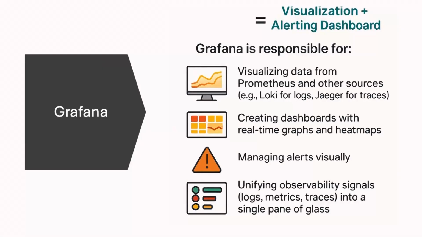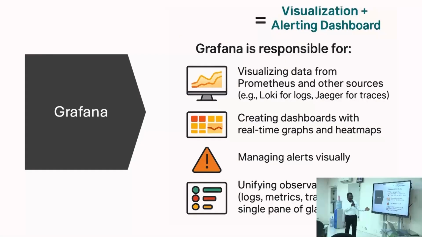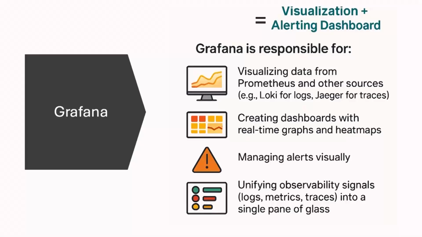Do we understand? So visualizing data from Prometheus and other sources, e.g. Loki for logs, Jaeger for traces, you use Grafana. Creating dashboards with real-time graphs and heat maps, Grafana will help you. Managing alerts, it can also help you. Unifying observability signals, logs, metrics, traces, putting everything together for you to be able to tell what is happening on the system.